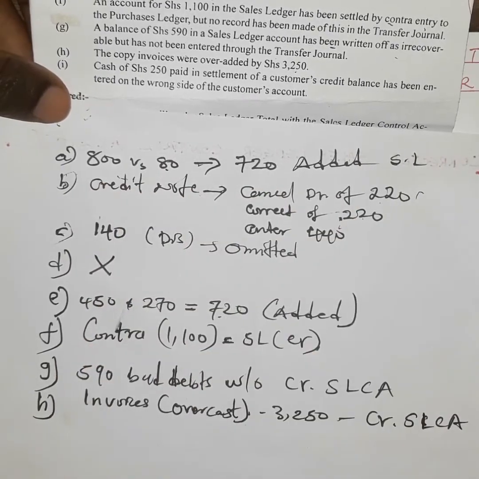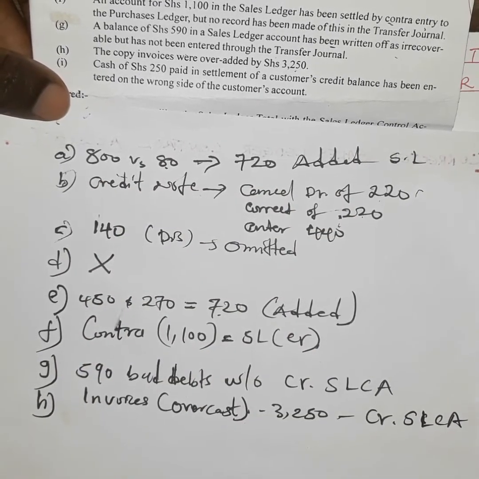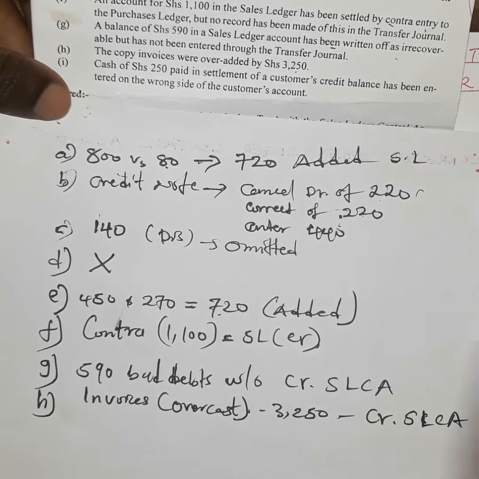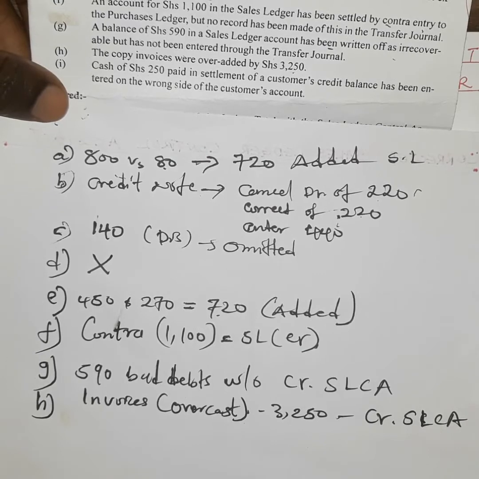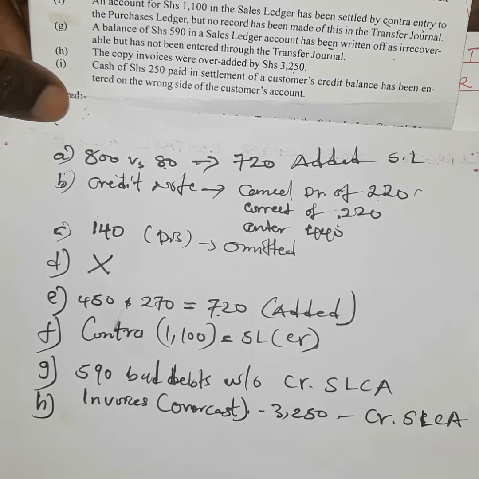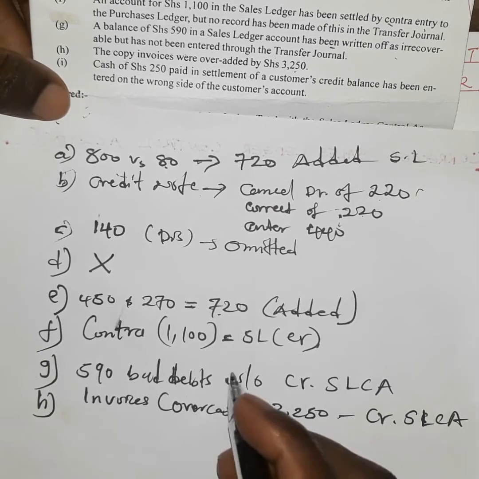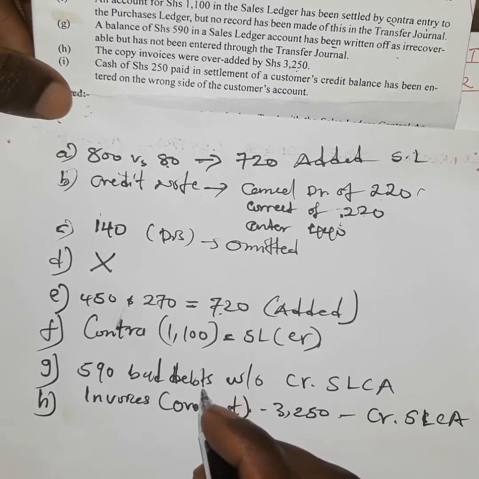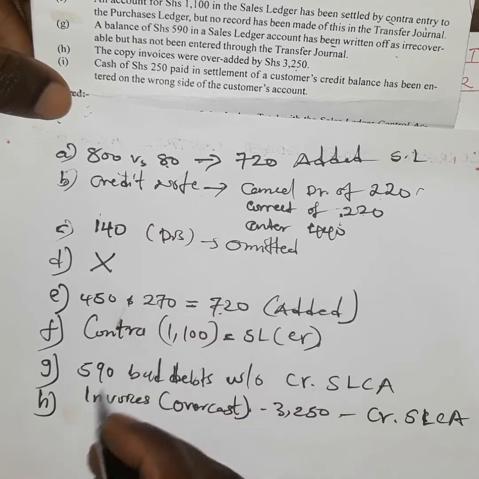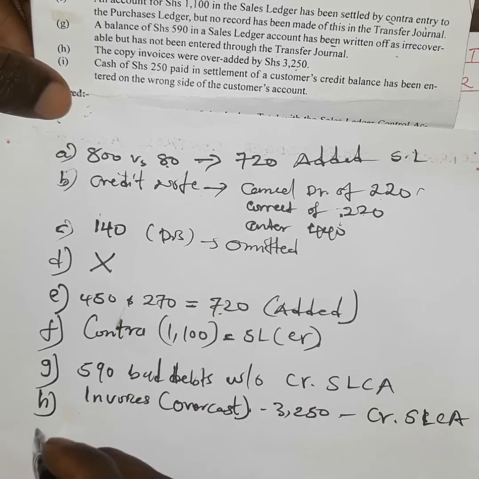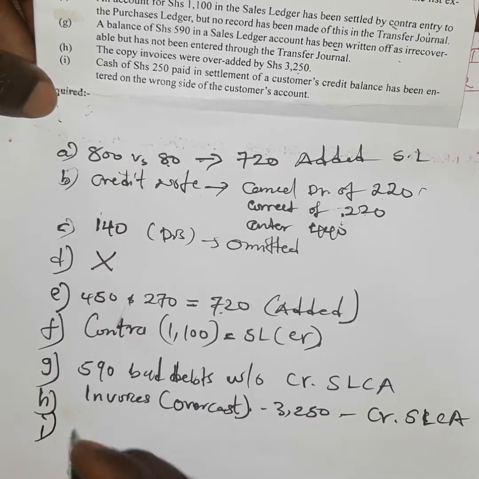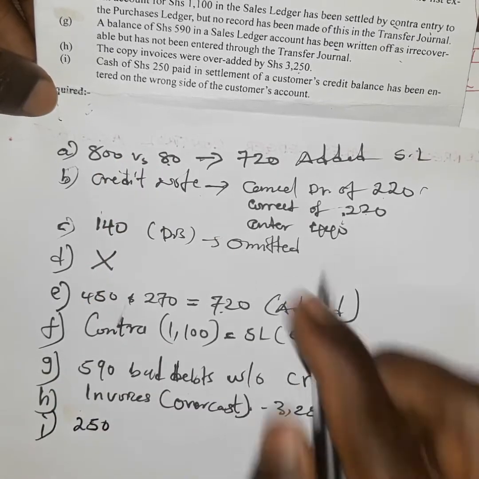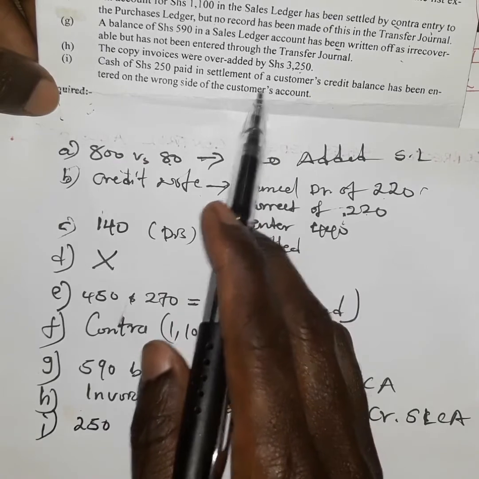Cash of 250 shillings paid in settlement of a customer's credit balance has been entered on the wrong side of the customer's account. Now you see this is the amount which is being received. So it is an amount which is being received of 250, but it was entered on the wrong side.